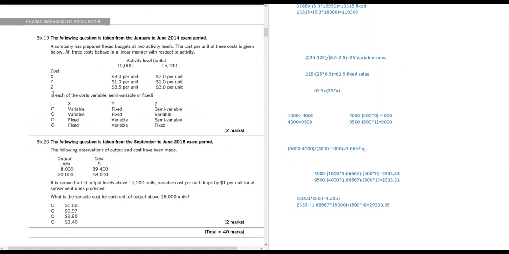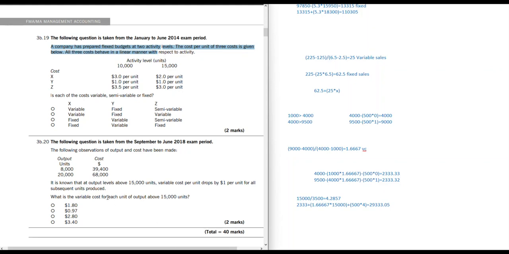Okay, next is: each of the costs variable or semi-variable or fixed cost. A company has prepared a flex budget at 2 activity levels. So this relates to flexible budget. Do it after the budgeting topic. Once you have studied flexible budget, you can come back to this question.